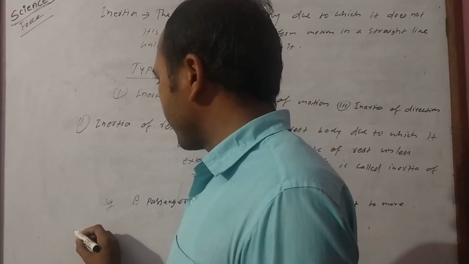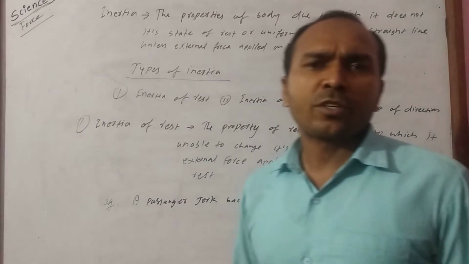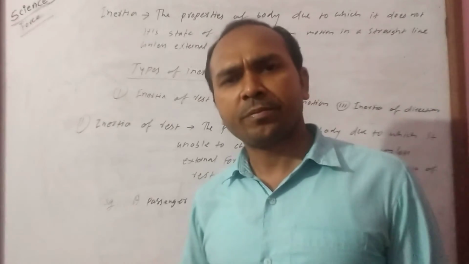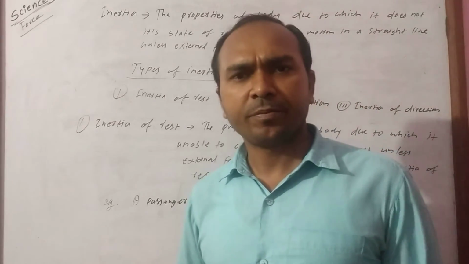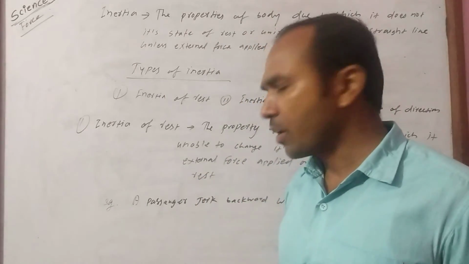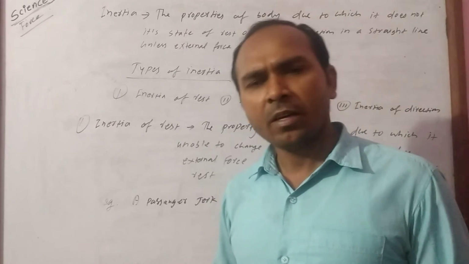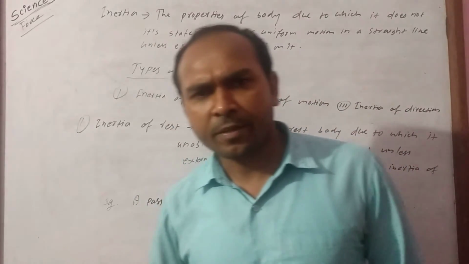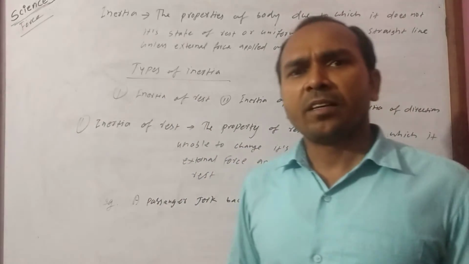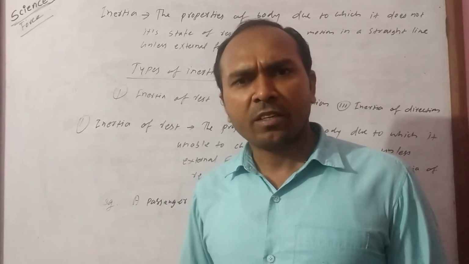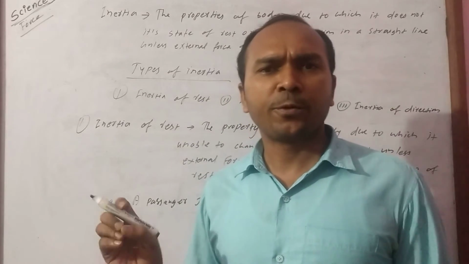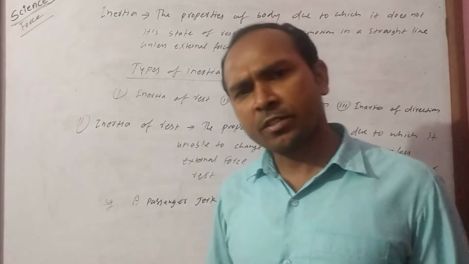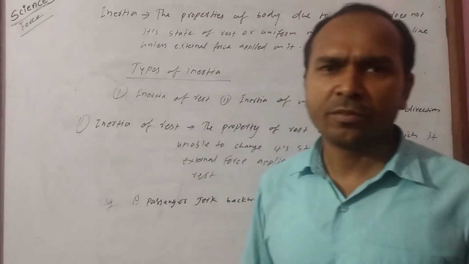There are various examples, like a fruit falling from a tree when we shake the branch of the tree, and that is inertia of rest. Because when we shake the branch, the branch comes in motion, while due to inertia of rest the fruit tends to remain in a state of rest and falls down.